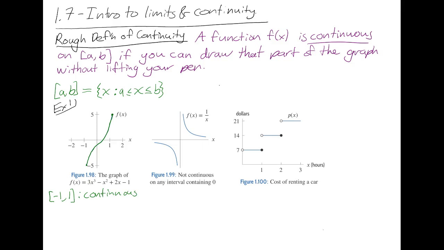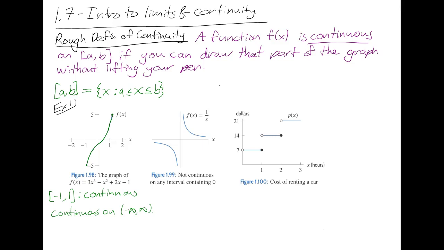Now this function is also continuous actually on any interval, so it's continuous on -infinity to infinity, meaning you can draw the entire graph if you could start at -infinity, which you can't really do, which is why this is a rough definition. But anyways, if you could draw the entire graph because you had an infinitely big piece of paper, you would be able to do it without lifting your pen.